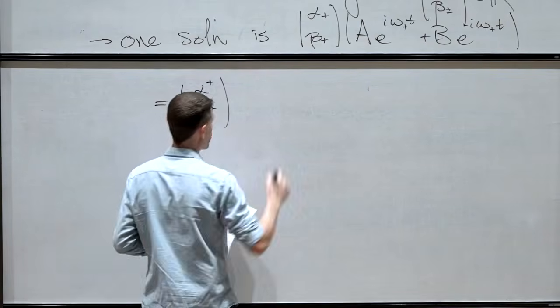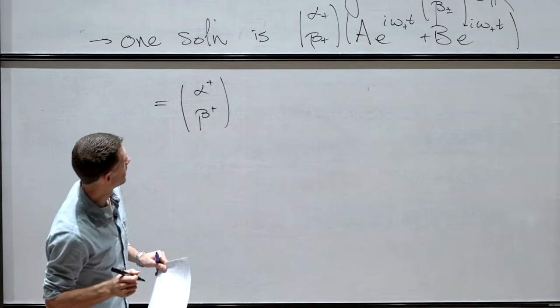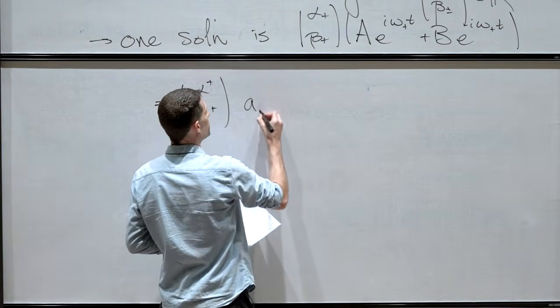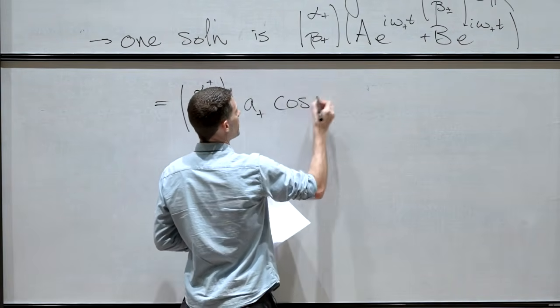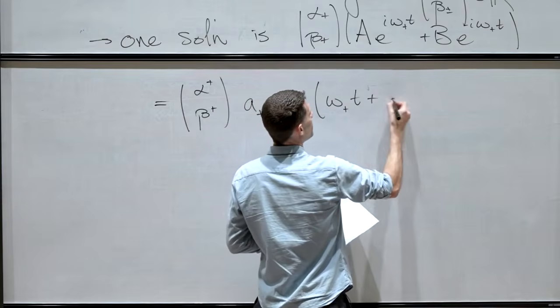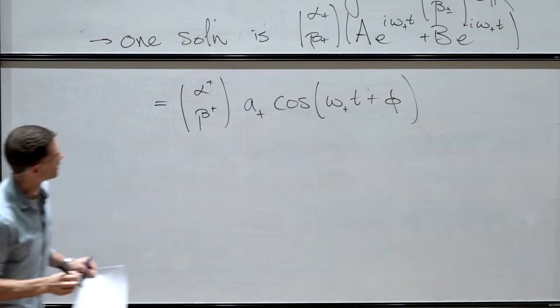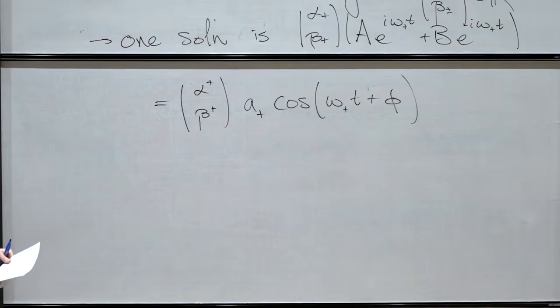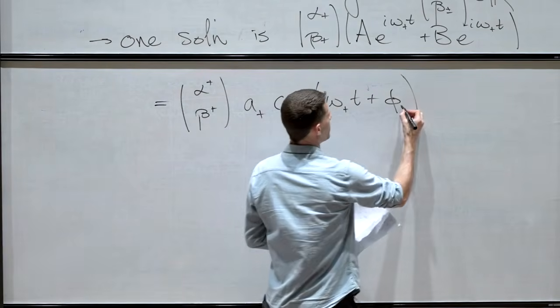I can either write that as a sum of a sine and a cosine, or I can do this trick where I stick one degree of freedom as a phase shift. A plus cosine omega plus t plus, call that phi plus.